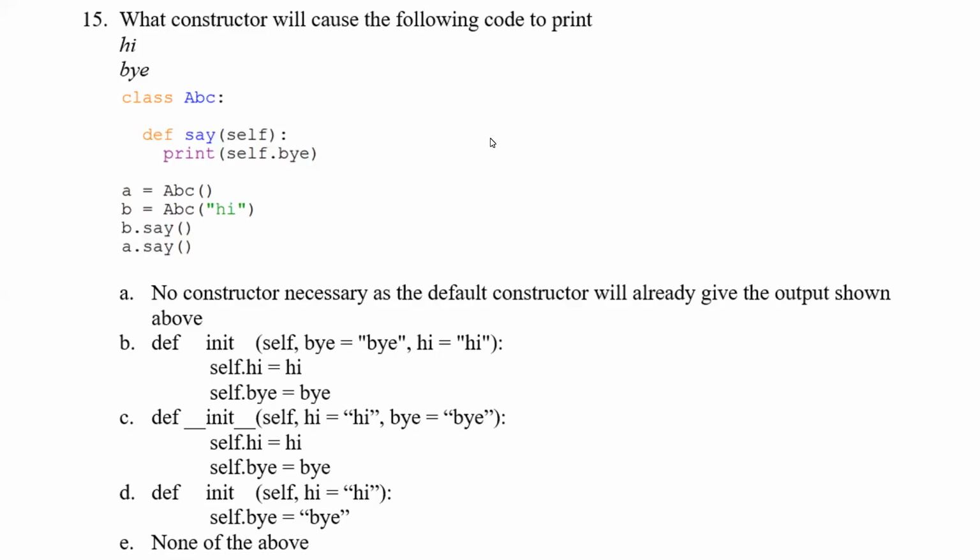So, okay, we're going to start with this one here. As you can see, what constructor will cause the following code to print? And again, I'm going to pause this for a few seconds, and then after that, we're going to continue, okay?